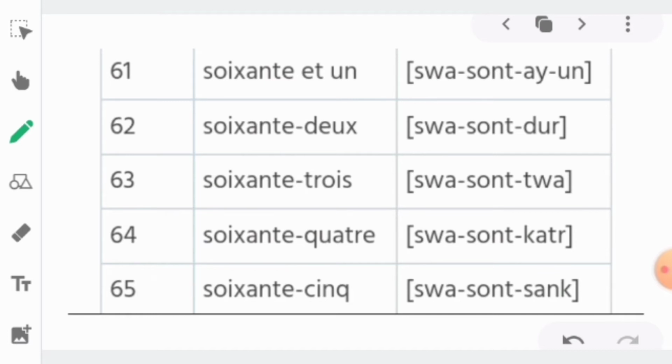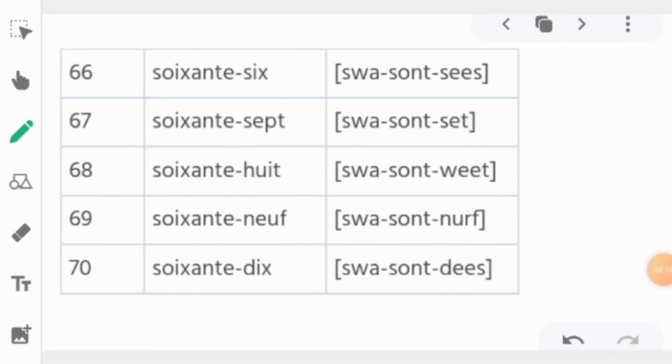Now for 65 it will be cinquante cinq. It means 60 ke liye cinquante aur 5 ke liye cinq, okay. Now for 66 you will write soixante six, SOIXANTE for 60 and SIX for 6, okay. Toh soixante six. Next 67 it is soixante sept.